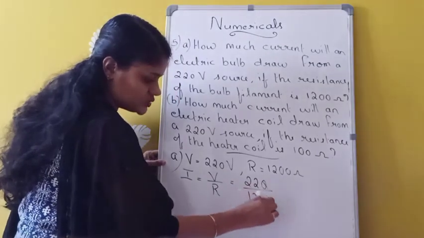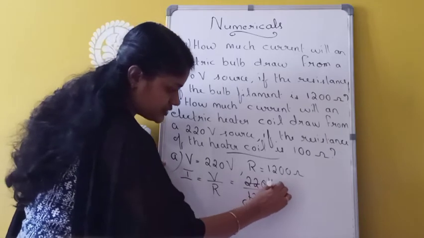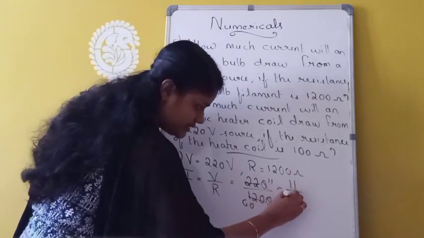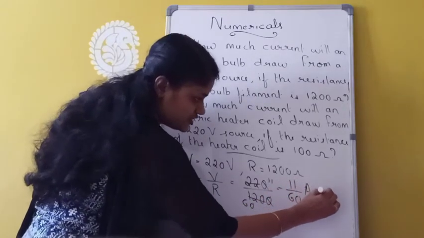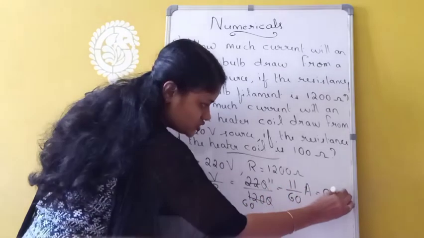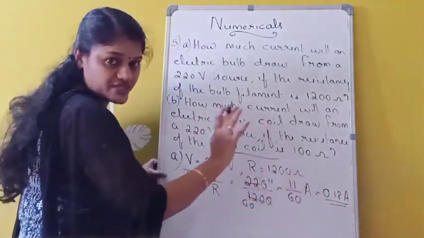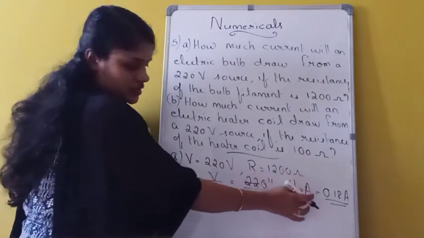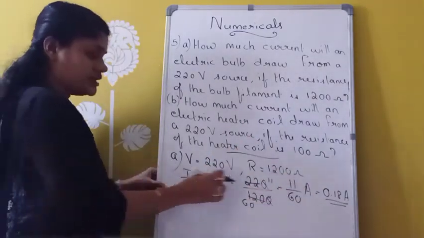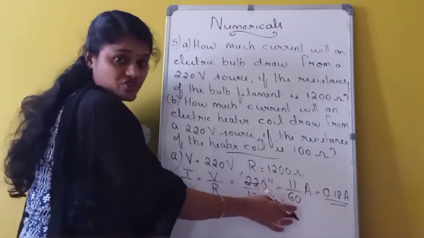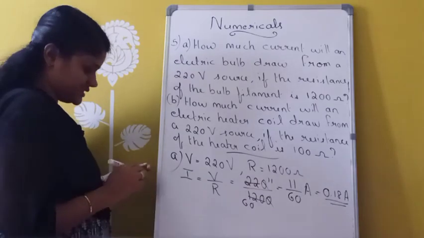So we can cancel the zeros. Then dividing by 2, 11 by 60. So either you can write 11 by 60, what is the unit? Ampere. Or when you are dividing, you will be getting 0.18 ampere. So if you are writing 11 by 60 ampere also, it is okay. You will be getting the marks. Otherwise we can convert into decimal, 0.18 ampere. So unit is very, very important. Always you have to put the unit. So unit of current is which one? Ampere.